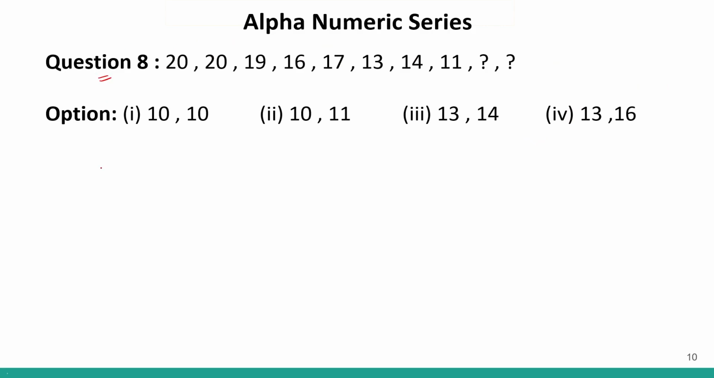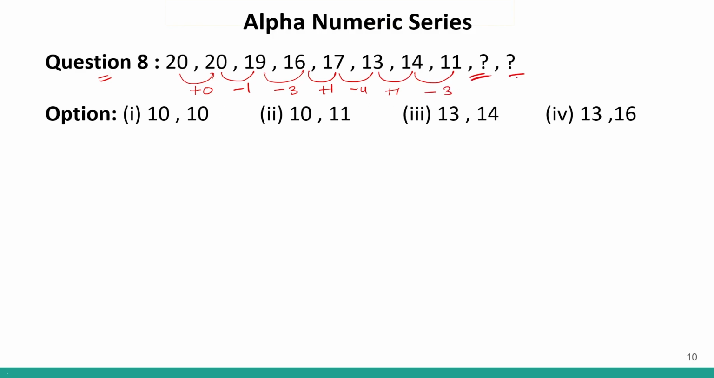Question number 8: 20, 20, 19, 16, 17, 13, 14, 11. I cannot see a pattern per se. If I look at these numbers, 20 and 20, this is plus 0. This is minus 1. This is minus 3. This is plus 1. This is again minus 4. This is plus 1. This is minus 3. So I cannot see a pattern.